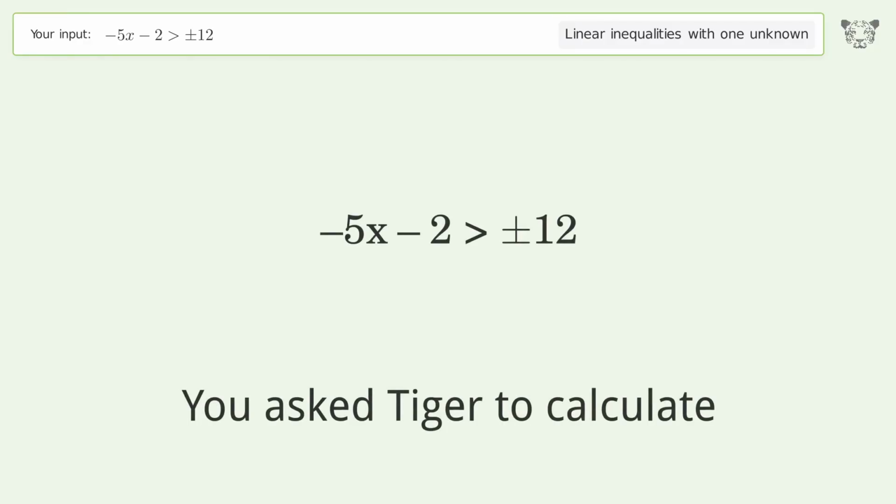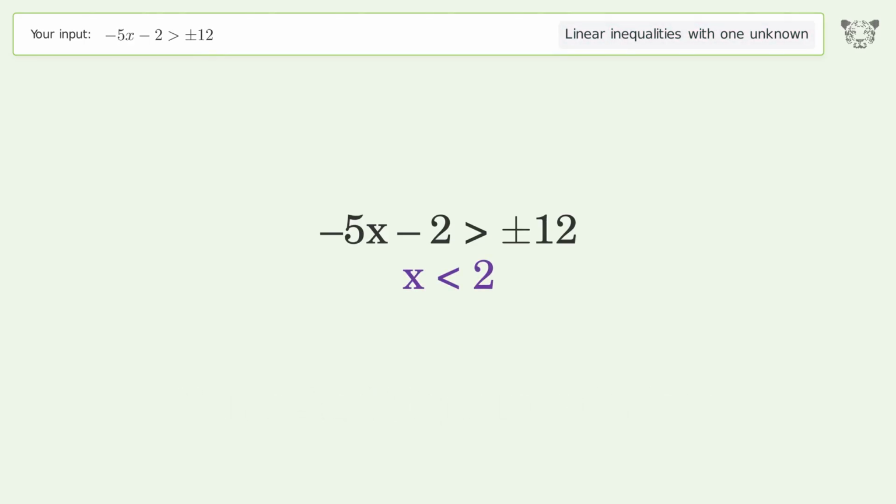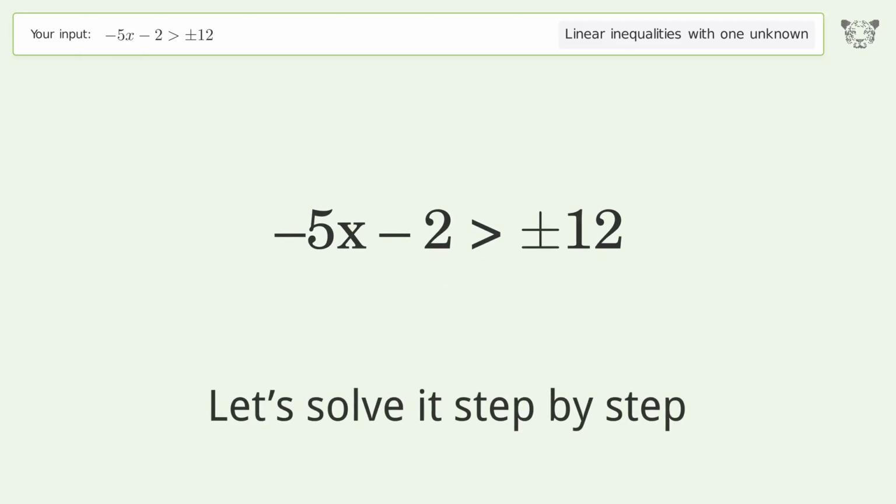You ask Tiger to calculate. This deals with linear inequalities with one unknown. The final result is x smaller than 2. Let's solve it step by step.